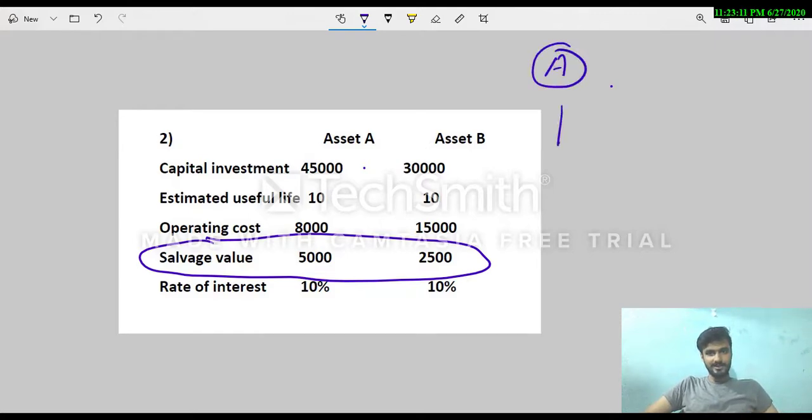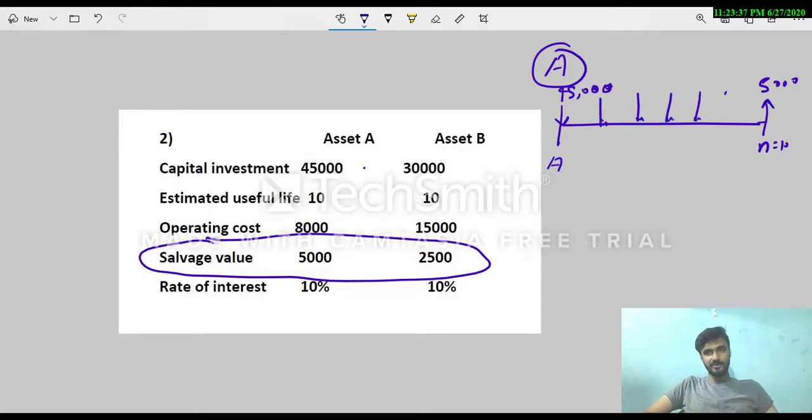If you see the cash flow diagram for project A, then you are going to invest a certain amount of money, that is equals to 45,000 rupees. My dear student, 45,000 rupees you are going to invest here, and you are getting a salvage value of 5,000 after 10 years. Now there must be a uniform cash flow, because this is the annual cost method.